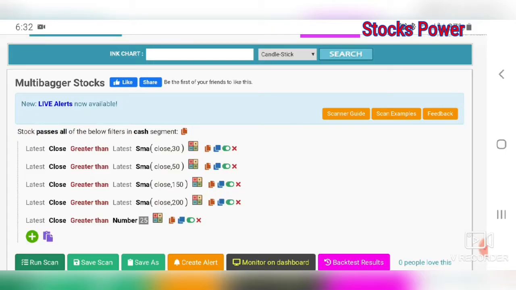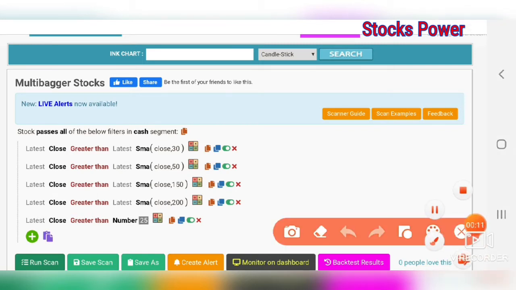So the first step is create a charting screener. How to create a charting screener we are going to see here. First of all we have to put the setting that the stock passes all of the below filters in cash segment. This is the first setting. The next setting is latest, which means daily candle. Latest daily candle close greater than latest SMA 30.